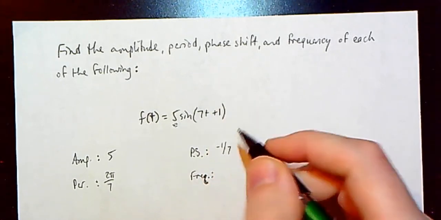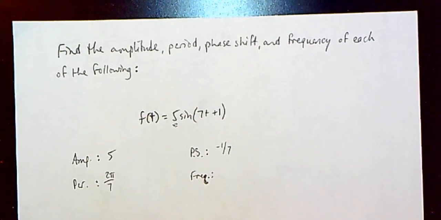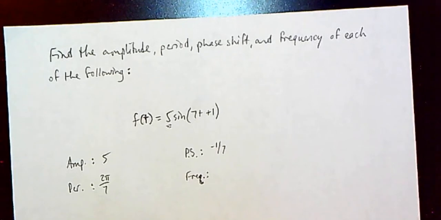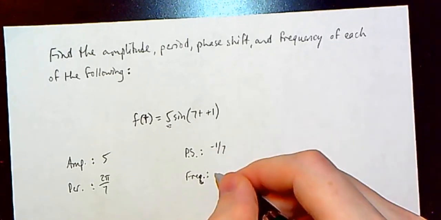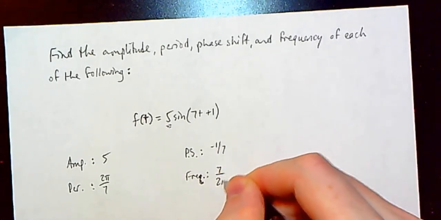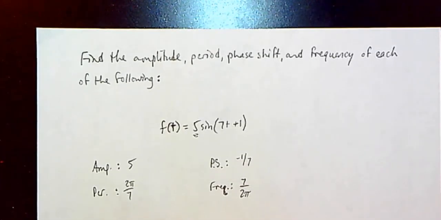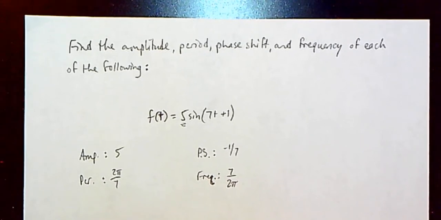So negative 1/7. And then the frequency, the one new thing here, we said to find your frequency, just take your period and find the reciprocal of it. And the reciprocal of that is 7 over 2 pi. So really easy, pretty straightforward here to find your frequency.